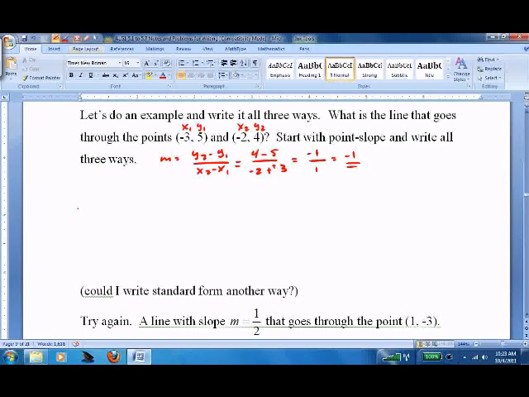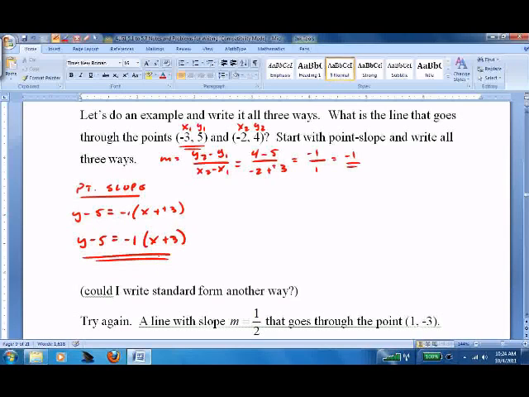So now in point slope, we go. Let's use the first one. y minus 5 equals negative 1 times x minus negative 3. Just rewrite it to be thorough: negative 1 times x plus 3. That's it.